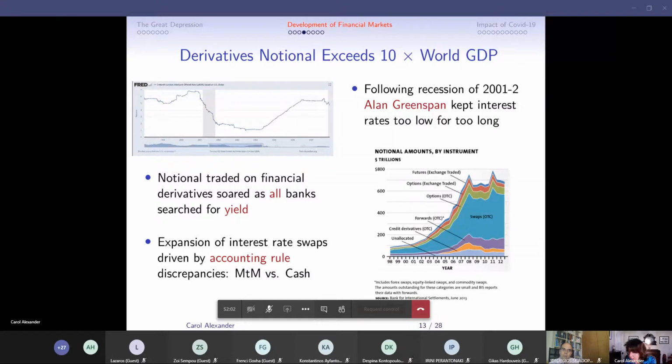But this is not actually a central theme of the talk, really. This just explains why there's such a large market for interest rate swaps, differences in accounting. Okay, yeah, that's what I wanted to understand. Okay, thanks.